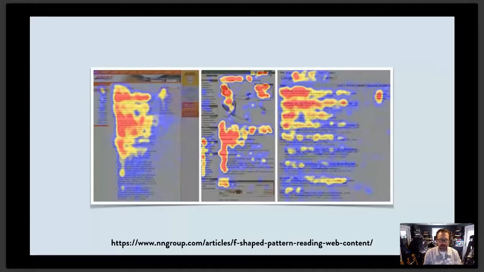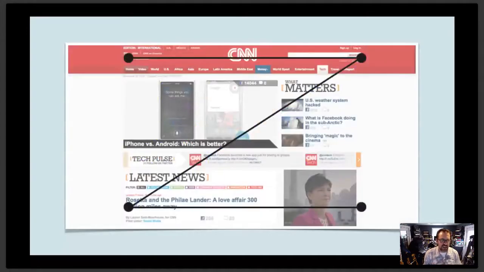A Z pattern, this is an older version of CNN, and you can see visually, we're going to look at what the new one is and how it's changed dramatically. But a big masthead at the top, I kind of scan across to see what's there.